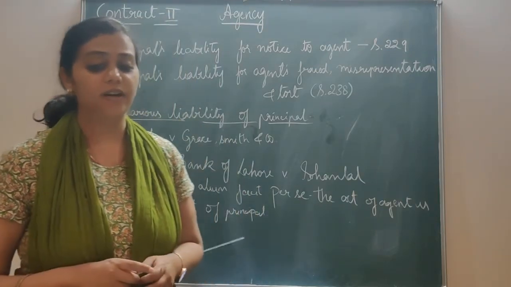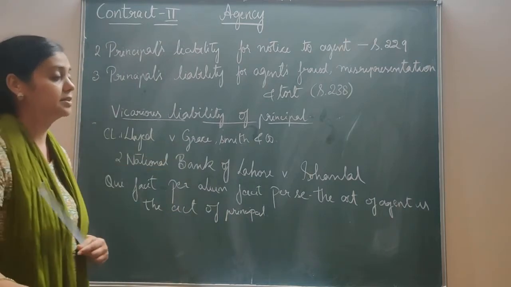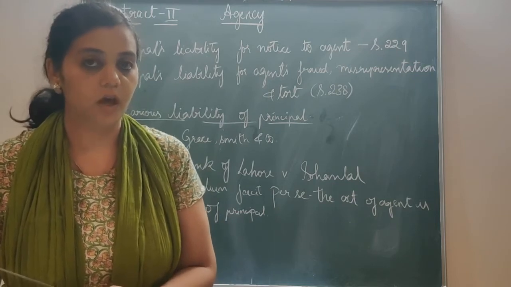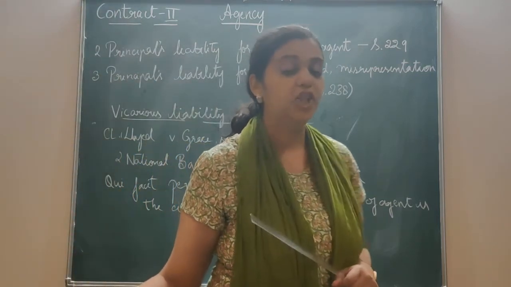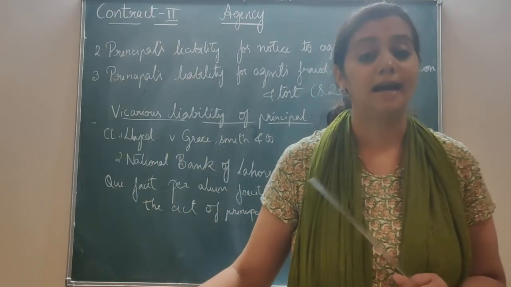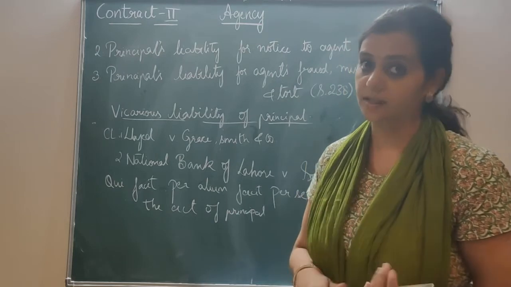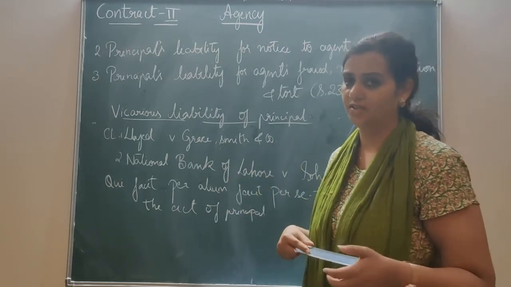Now we'll move on to the next interesting topic, that is vicarious liability of the principal. You would have studied this earlier also. Vicarious liability means for the acts of the agent, the principal is held liable. Simple. For any acts within the business transaction, that is, during the course of business transactions.